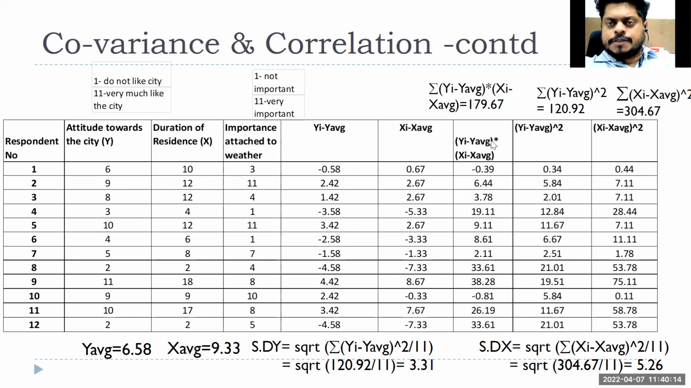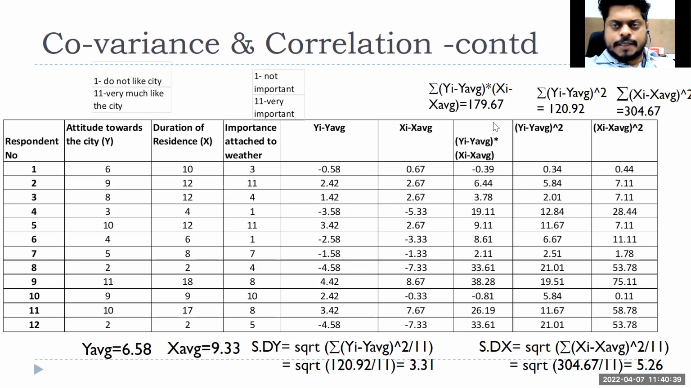Then take the multiplication of that. Now I'm trying to find out how much variance is happening together, right? So I'm multiplying those two values together, right? So this is yi minus y average, xi minus x average. That means minus 0.58 multiplied by 0.67. These are the values I'll get for 12 respondents. Add them up, that will become 179.67.